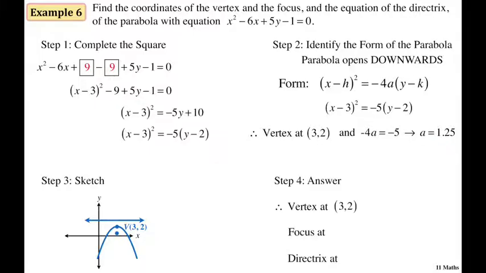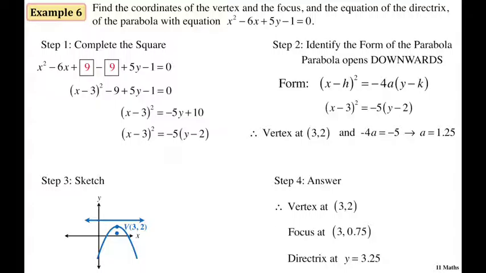We know the vertex is 3, 2. The focus, if I'm looking, and this is a y direction movement, so the y value of the vertex is 2, and I've got to go another 1.25 units down, that'll pull me back to 0.75. So the focus is at 3, 0.75. The directrix is 1.25 units above the vertex. The y value is 2, go up another 1.25, 2 plus 1.25, 3.25. So there is the directrix.